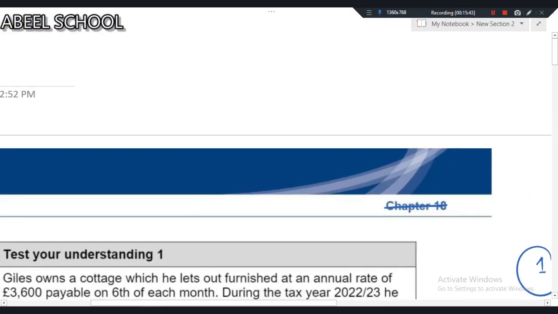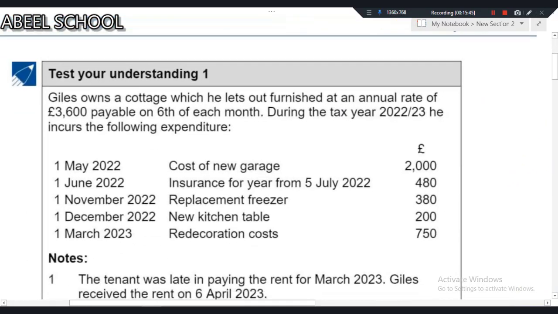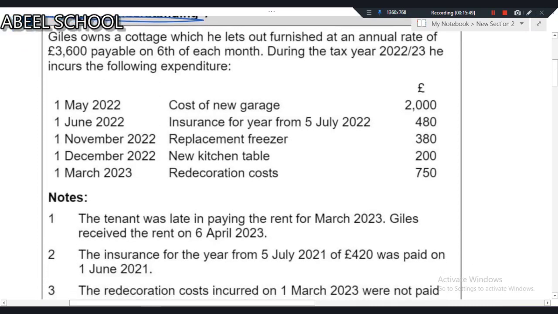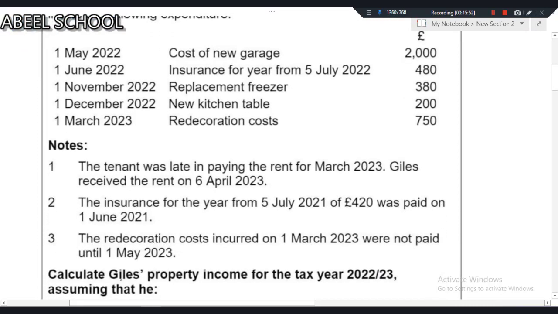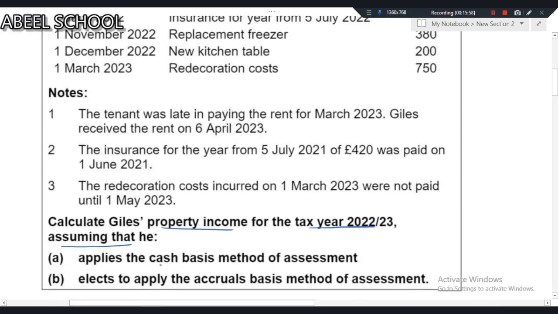Let's try this question. Again, don't focus on this. Calculate Gill's property income for the tax year 22-23, assuming that he applies the cash basis method of assessment, and then assuming he elects to apply the accrual basis method of assessment. So that's great for us.